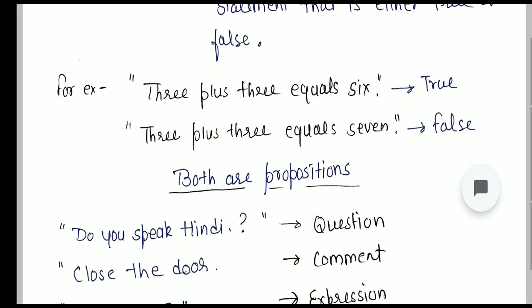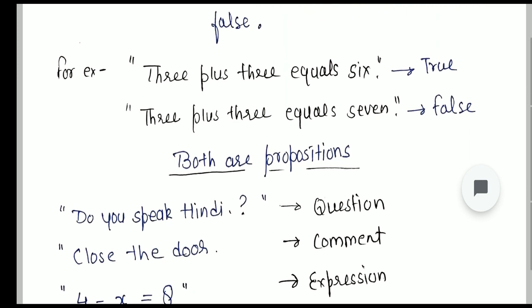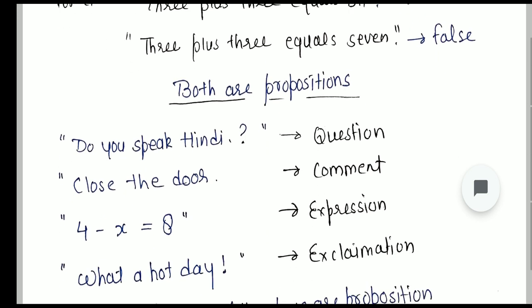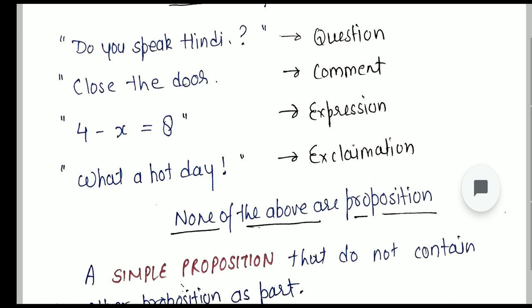Let's consider some more examples. For example, do you speak Hindi? Okay, so this can have different answers: yes, no, maybe, a little bit, but it does not have two declarative answers, either true or false. So this is not a proposition. Another example, close the door. Basically, this is a command. So this is also not a proposition.